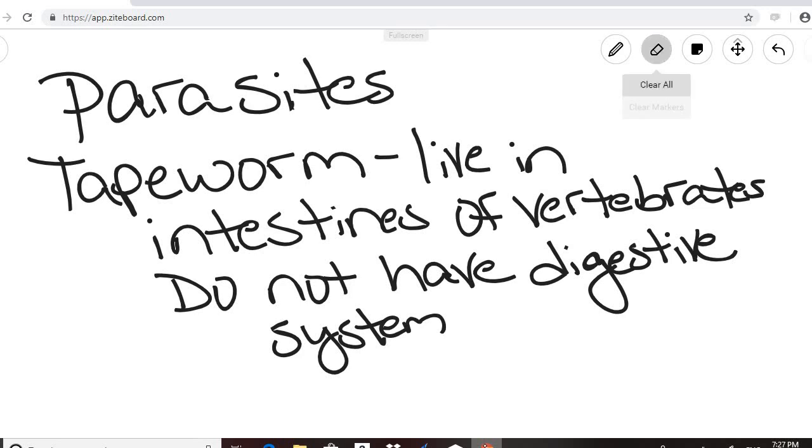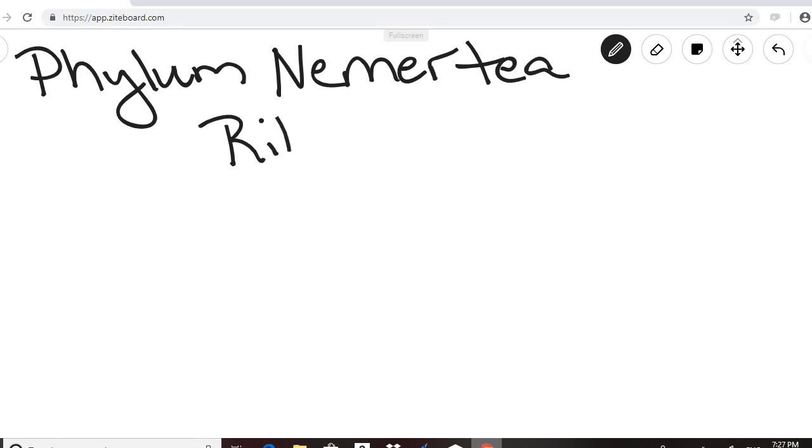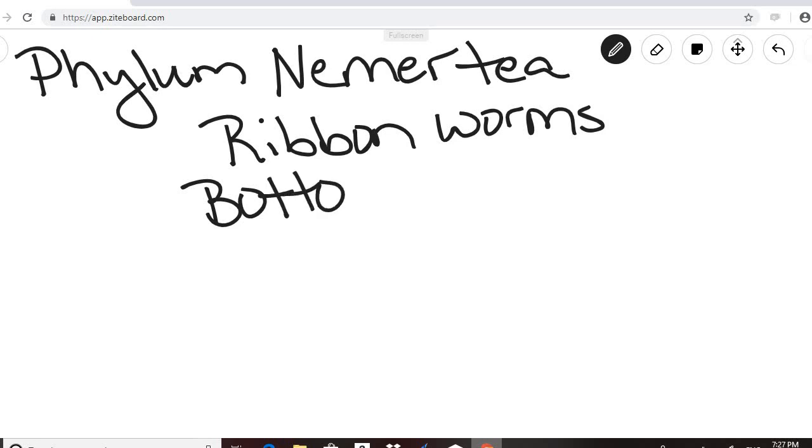If we have time at the end, I will show you some pictures of tapeworm, but I want to get through the rest of these phyla before we run out of time. Next, we will talk about phylum Nemertea. And these are referred to as ribbon worms. So they look just like they sound. They look like ribbons. And you will find these on the bottom of bodies of water, usually in shallow water.